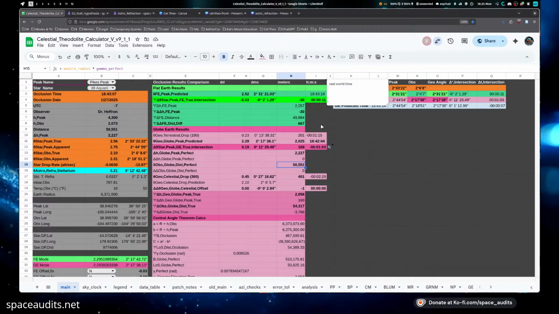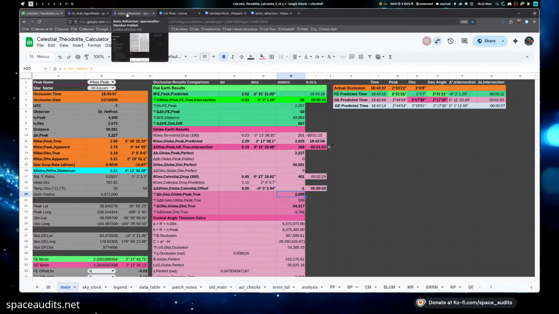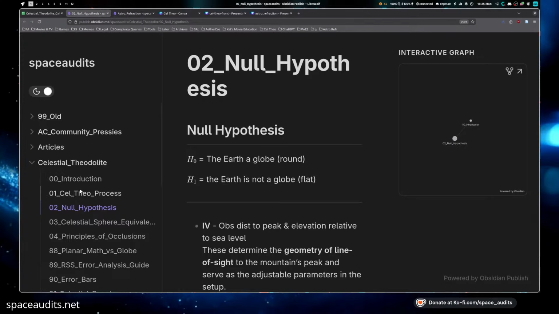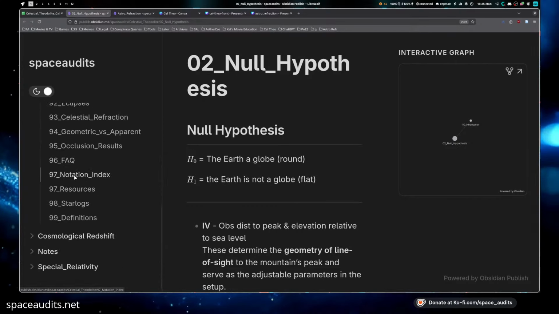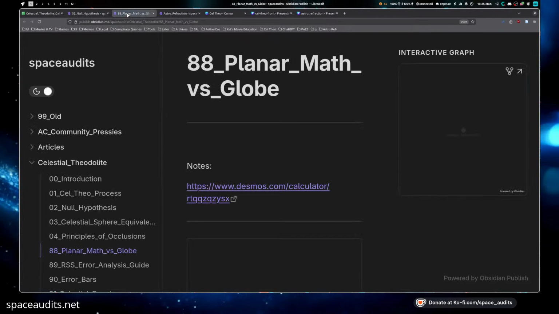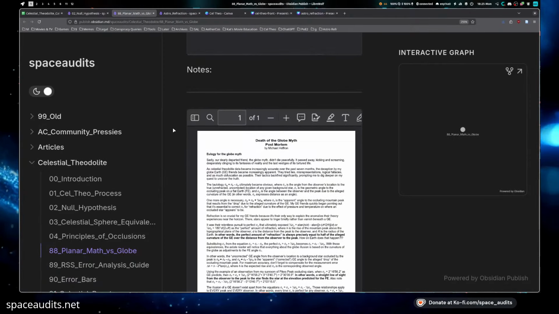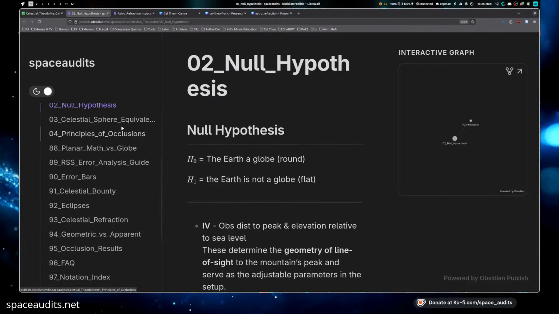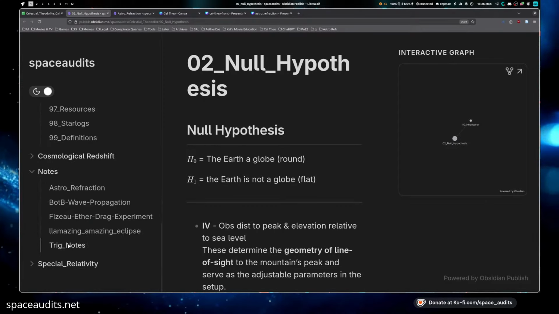All right. So keep in mind here, the flat Earth side is done with plane trig. The globe Earth side is done with the spherical law of cosines using spherical trig. And more about spherical trig can be found here. And let's see, where did I add that? Is it here? No, that's not it. 1 second. Where did I add that? Oh, notes, trig notes. Here we go.